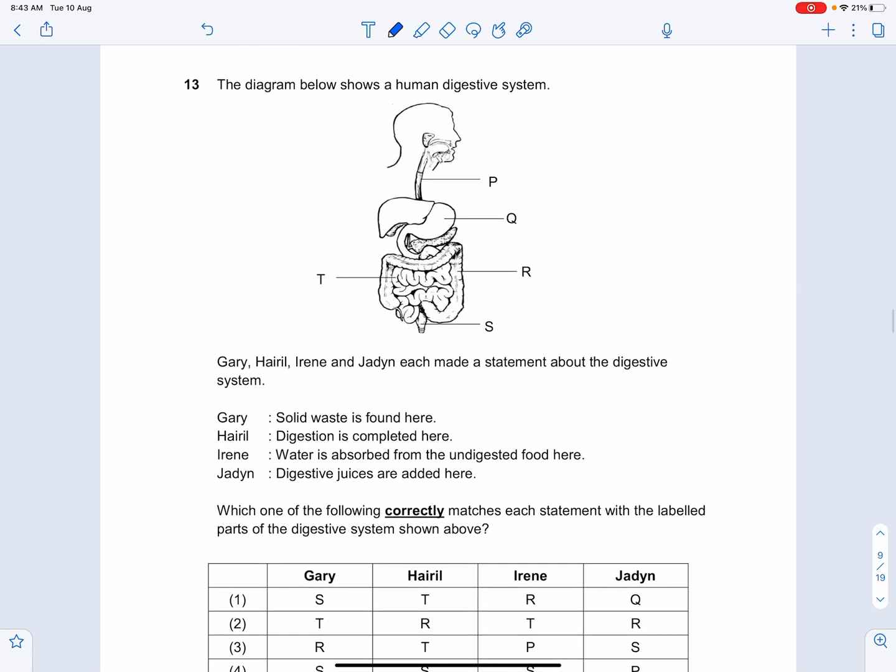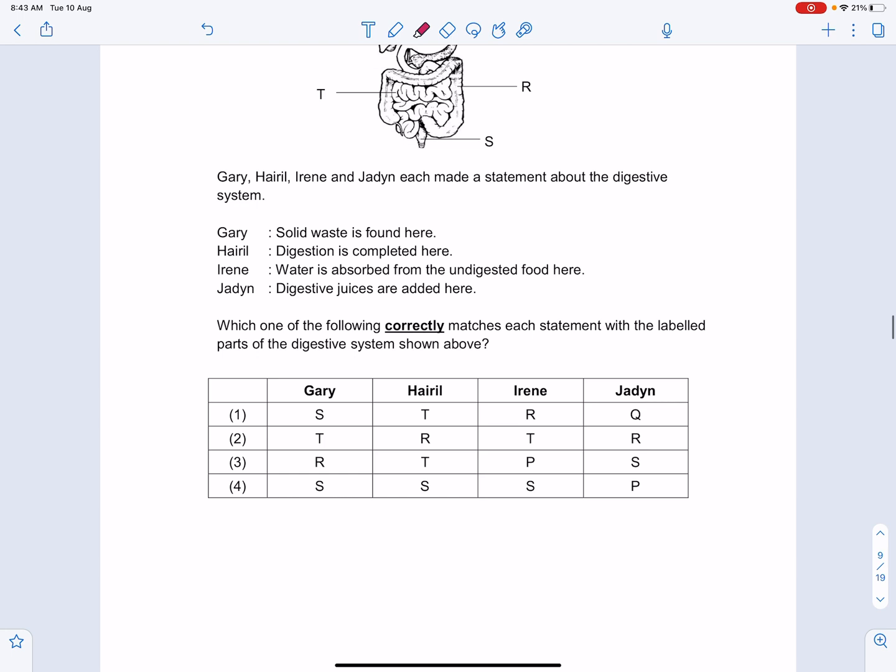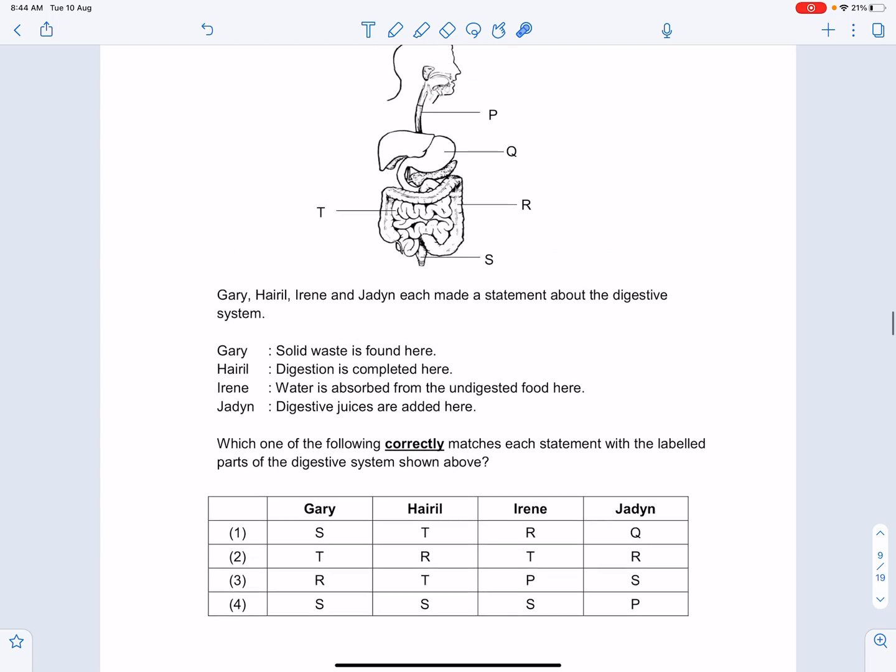Moving on, the diagram shows a human digestive system. So once again, for the human digestive system, you will need to learn how to identify the various parts and at the same time look at what are its functions, how they are related. Then it goes on to say, Gary, Harry, Irene, Jadine each made a statement about the digestive system. Then they ask you, which of the following correctly matches each statement with the labeled parts of the digestive system above? So once again, we have to do labeling.